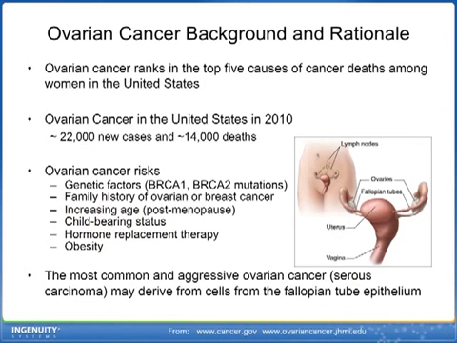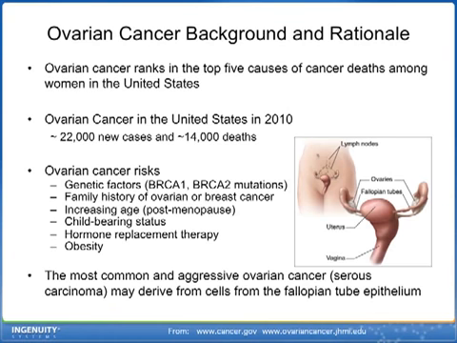Ovarian cancer is one of the leading causes of cancer-related deaths for women in the U.S., with over 14,000 mortalities last year. There are several known risk factors, but there is not yet any clear-cut test that can predict risk in most people. Interestingly, recent evidence suggests that the most common and aggressive ovarian cancer, which is called serous carcinoma, may derive from cells from the fallopian tube epithelium rather than from the ovaries themselves.